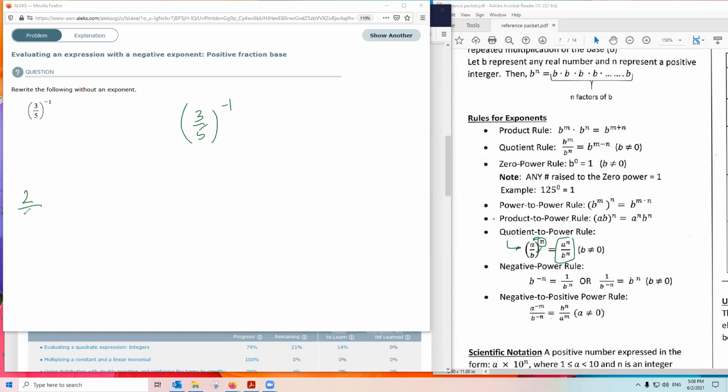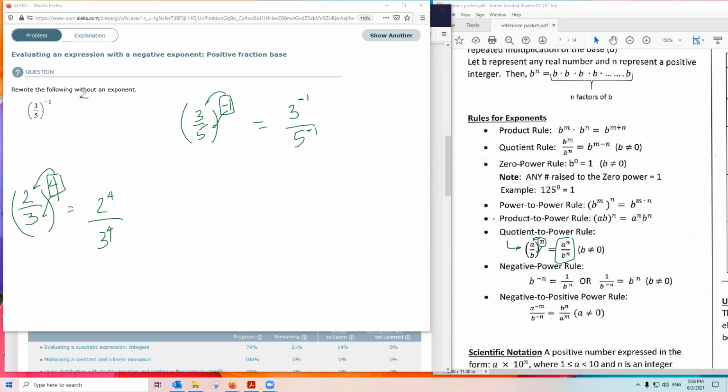Let's say I had 2 over 3 to the exponent 4. Well, that rule says take this exponent 4 and apply it to the top and the bottom separately. So I could write it as 2 to the 4 over 3 to the 4. Well, let's do the same thing for our example. I'm going to take this exponent -1 and apply it on the top and the bottom. So that's going to be 3 to the -1 over 5 to the -1.